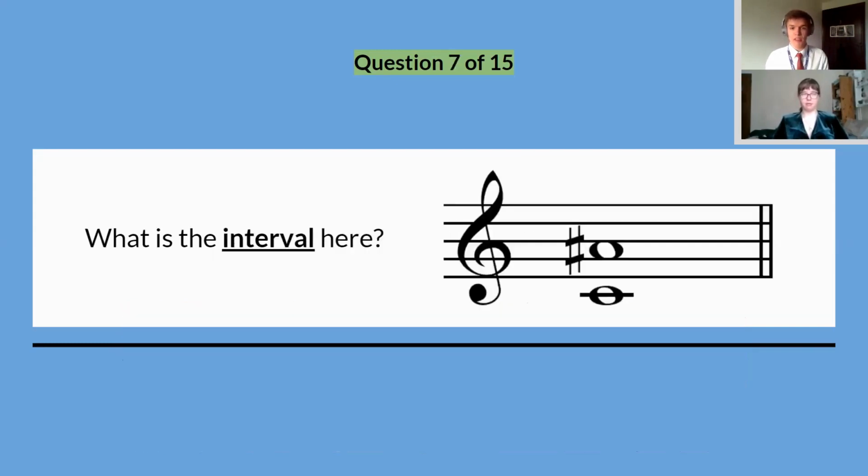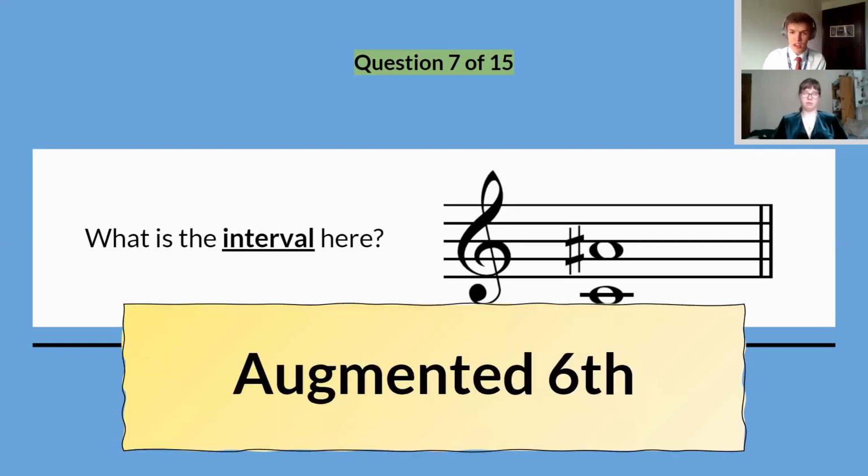So question number 7, it's the interval here. Well, remember the bottom note we always count as 1. So we just count the number, we go line, space, line, space, line, space. So here that would be 6. And then we think about what it would be diatonically in the major key of the bottom note, and we compare it in relation to that. So it's an augmented 6th.